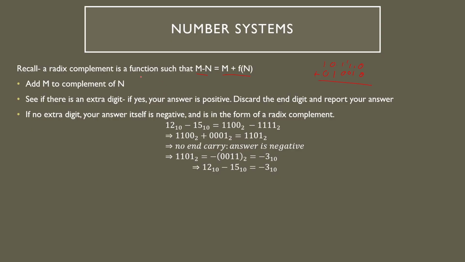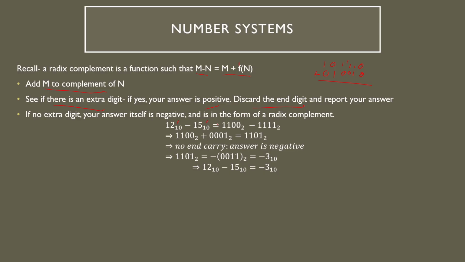To subtract two numbers, we just use the same addition technique, but we use the radix complement, f of n. So add m to the complement of n, and see if there's an extra digit. If yes, your answer is positive: discard the end digit and report your answer. If no extra digit, your answer itself is negative. So let's go over that with an example.